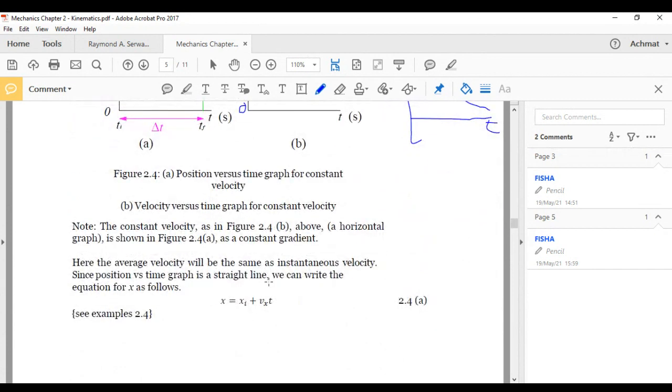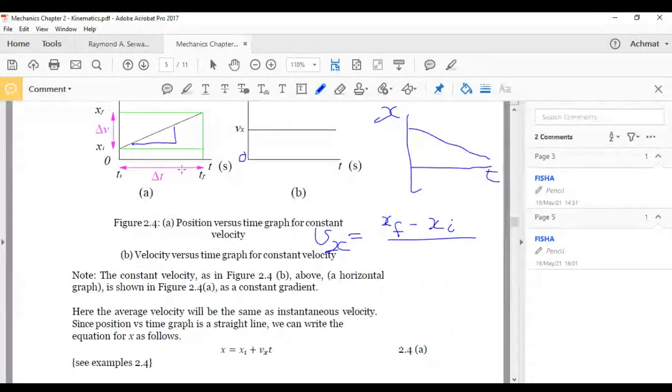Remember here, the formula for average velocity would have been vx average, okay, average velocity, but that's also instantaneous velocity. Now, in that previous example 2.2, your instantaneous velocity and your average velocity will be the same if you have a constant velocity. That will be x final minus x initial divided by t final minus t initial.